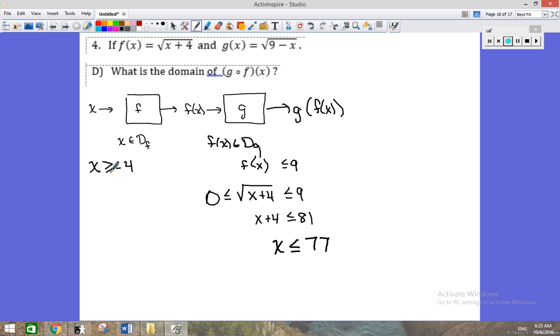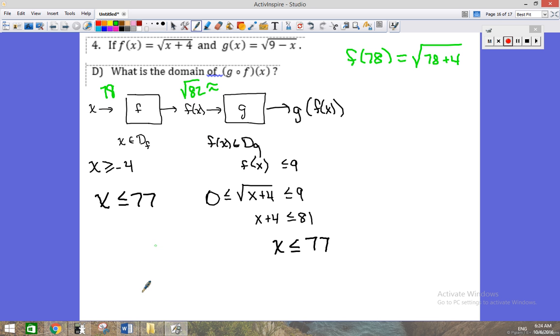Alright. So we have to have the idea that x has to be bigger than or equal to negative 4, but at the same time it needs to be less than or equal to 77, because if we picked a number like 78, we will have no problem going through the function f. If we evaluate f at 78, then 78 plus 4 is 82, and we'll have the square root of 82. And the square root of 82 is a number that's bigger than 9.